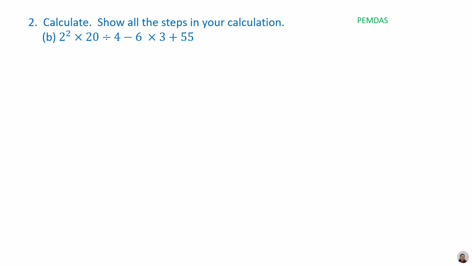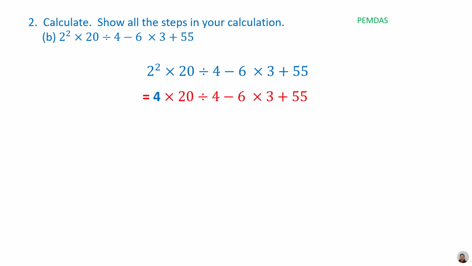Right, so now it says calculate, and in this question, it's 2 squared times 20 divided by 4, subtract 6 times 3 plus 55. So you can see I wrote PEMDAS, so I don't forget what to do first. But now you're going to say, uh-oh, but there's no parentheses. It's no problem. You just skip that operation. And then you're going to focus on the exponents. So we're going to look at 2 squared. 2 squared is 2 times 2, so the answer is 4.